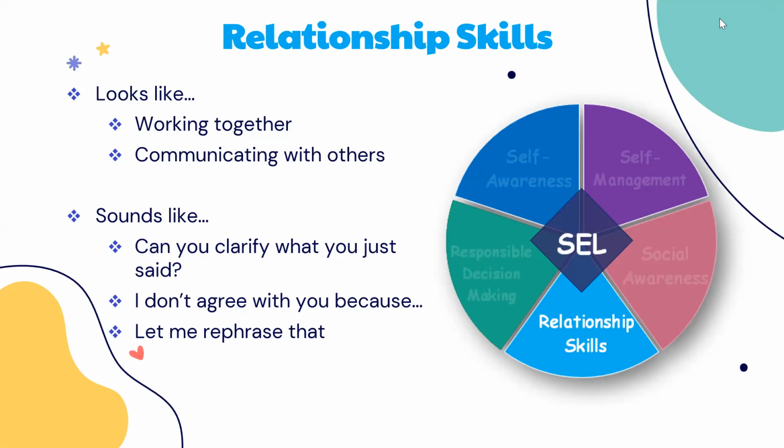Relationships obviously are working with other people, communicating with other people, doing that in a respectful way. So asking for clarification, or if you're disagreeing with somebody, explaining why you disagree, or maybe rephrasing if you feel like what you're saying isn't being heard or understood by the other party. Those are some of the skills to be working on for relationship skills. In terms of some activities to be thinking about.